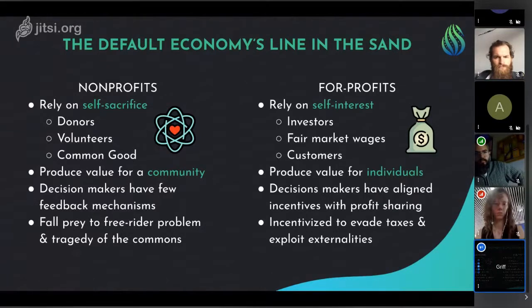Number two, the decision makers don't have a good incentive system to create metrics and understand whether or not they're doing a good job when they're making decisions. There are very few feedback mechanisms. And of course, it's generally underfunded. It has a lot of problems finding continuous funding streams. Whereas for-profits that are producing value for individuals have no problems on these issues. But they do have a problem in that they're incentivized to evade taxes and exploit externalities because those are not generally represented in the economy.